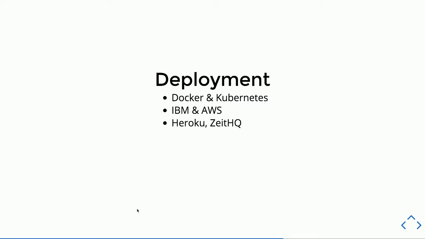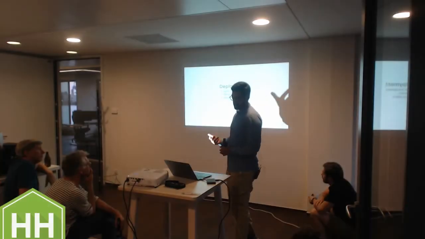Where do we deploy to? IBM SoftLayer, not a very popular cloud, not popular here as well, but we have it. And we are currently switching to AWS, so we have a couple of microservice ecosystems running there already, and we'll continue to move over. Heroku and Zeit, or Now is the tool that they have, it's called Now.